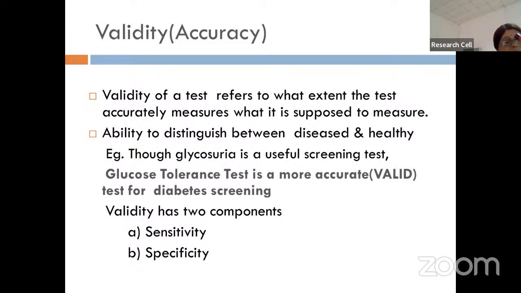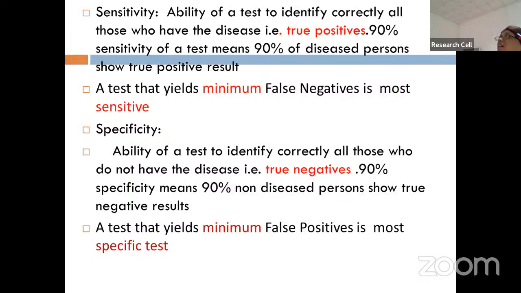There are two components of validity, sensitivity and specificity. Sensitivity means the ability of the test to diagnose those who are having the disease. A test is 90% sensitive, means 90% true positives. It means what? 90% of the diseased patients show positive results.